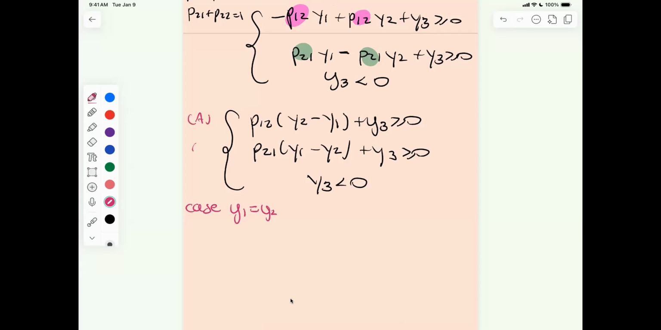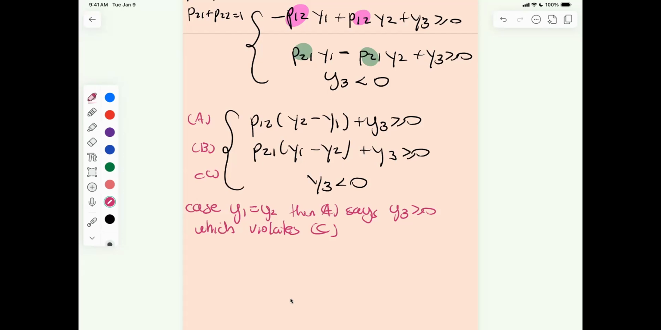So let's call them A, B, C. Then A says that Y3 is non-negative, which contradicts C, right? It's impossible because Y3 should be negative, which violates C. Does that make sense? Okay, so definitely these two numbers cannot be the same. Y1 cannot be Y2.